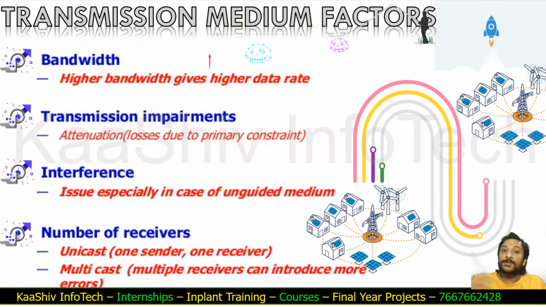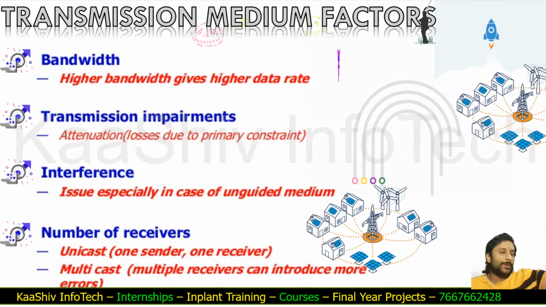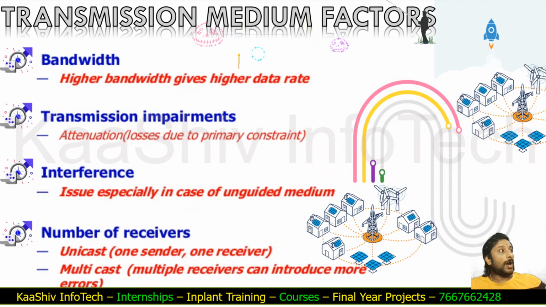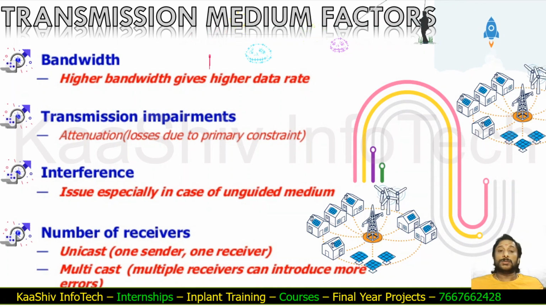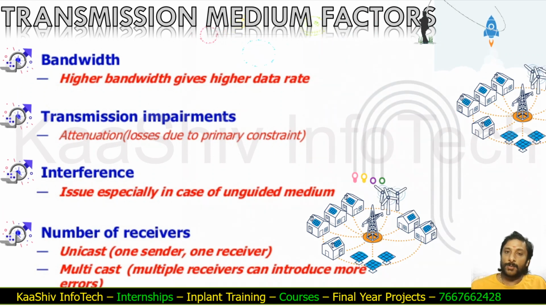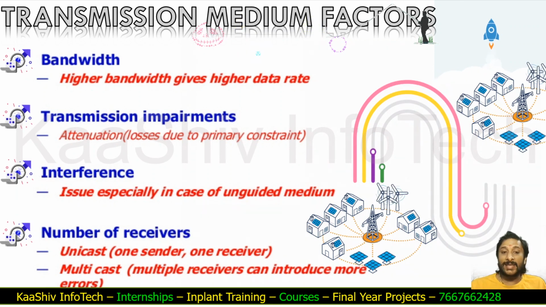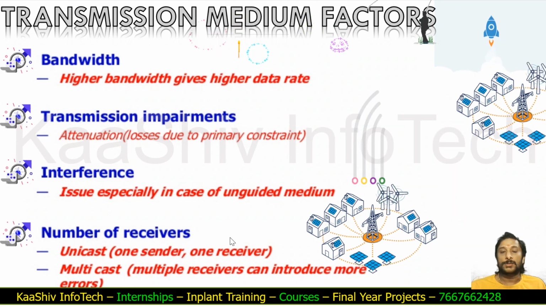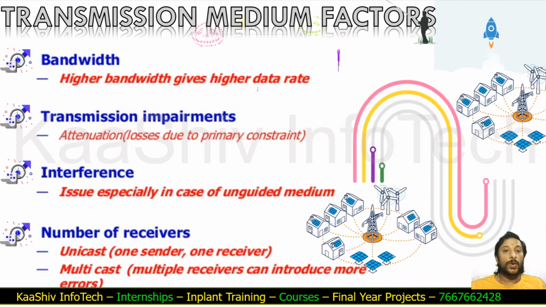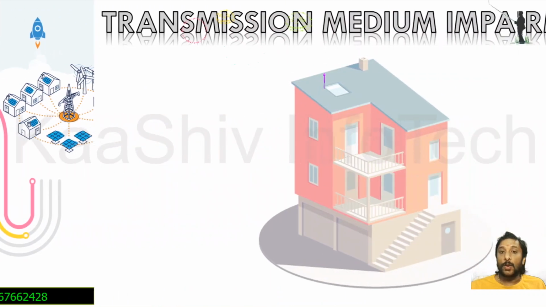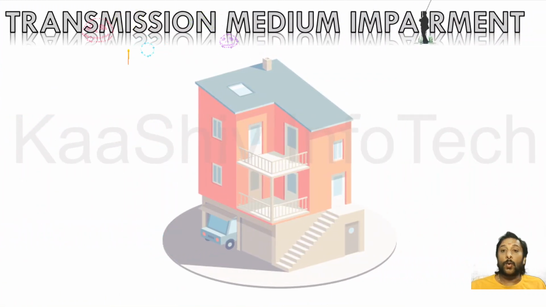And how many receivers are taking the data? Only one person, easy. Sir, 100 people, or 1,000 people, very tough, man. We need high-end devices, because 1,000 people should receive my data. So unicast is one sender to one receiver. Multicast, with multiple receivers, can introduce more errors. So we should be really careful. These are the very important factors you should consider while transmitting the data via the medium.